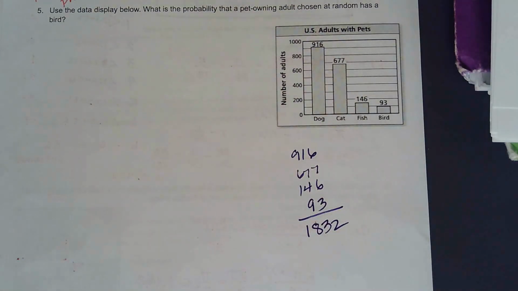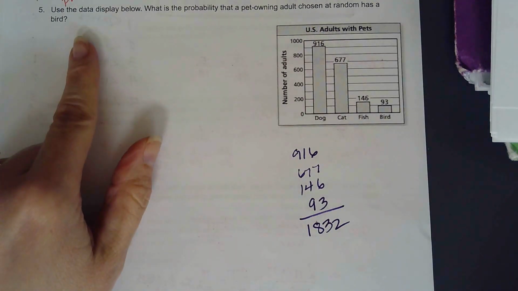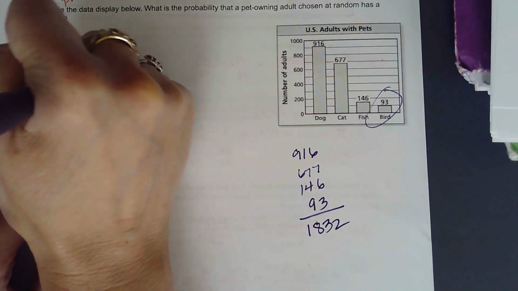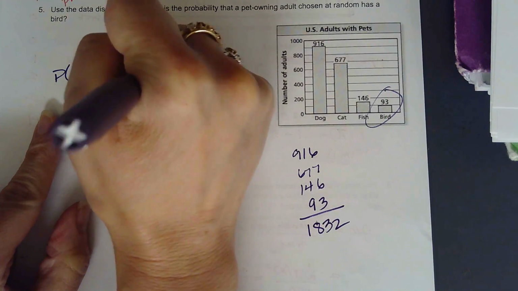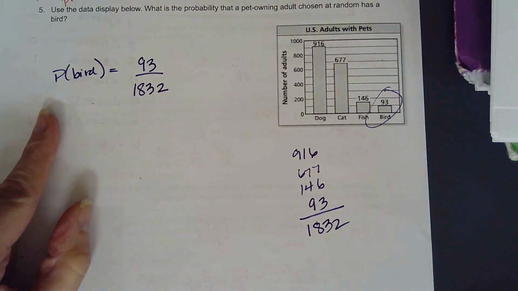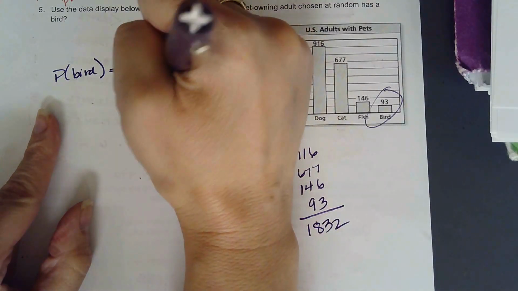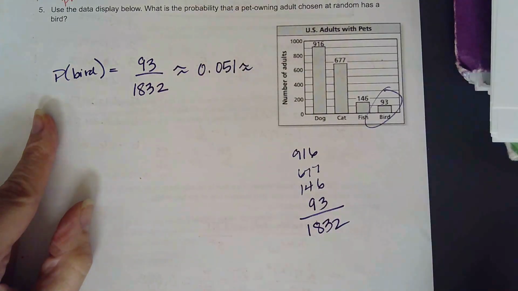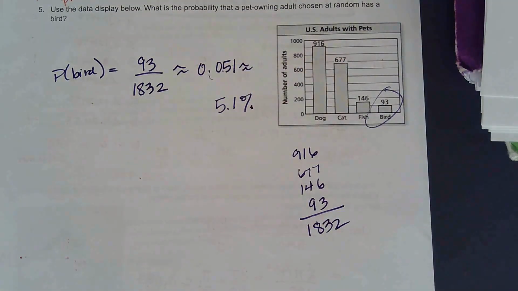Now we're not counting the number of people who have both, because like I have a dog and a cat, for example, but we're not looking at that. So it says, what's the probability that a pet-owning adult chosen at random has a bird? Well, the probability of a bird would be 93, because that's the number of favorable outcomes, over the total number of outcomes, which would be 1,832. So if I do the division here, I get 0.051, which is roughly, if I move this decimal place over 2 spots or multiply by 100, about 5.1%.